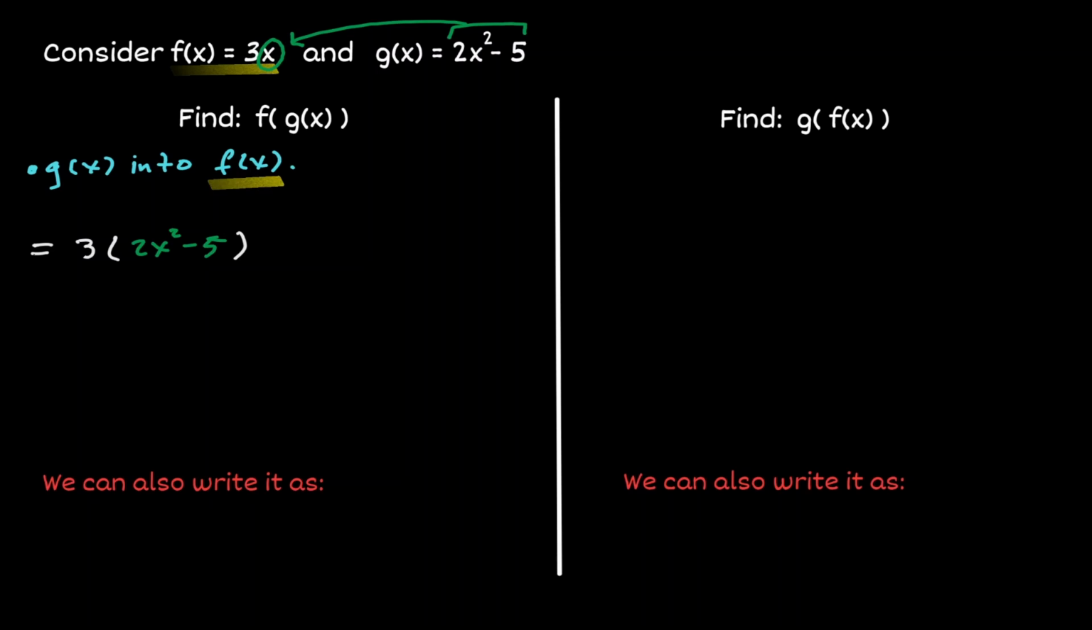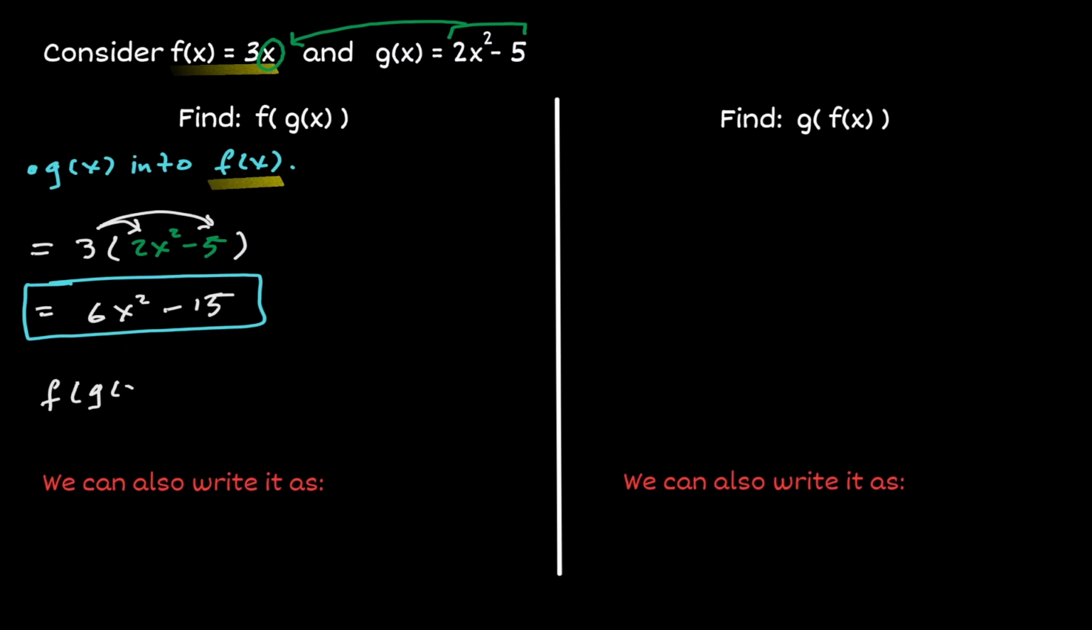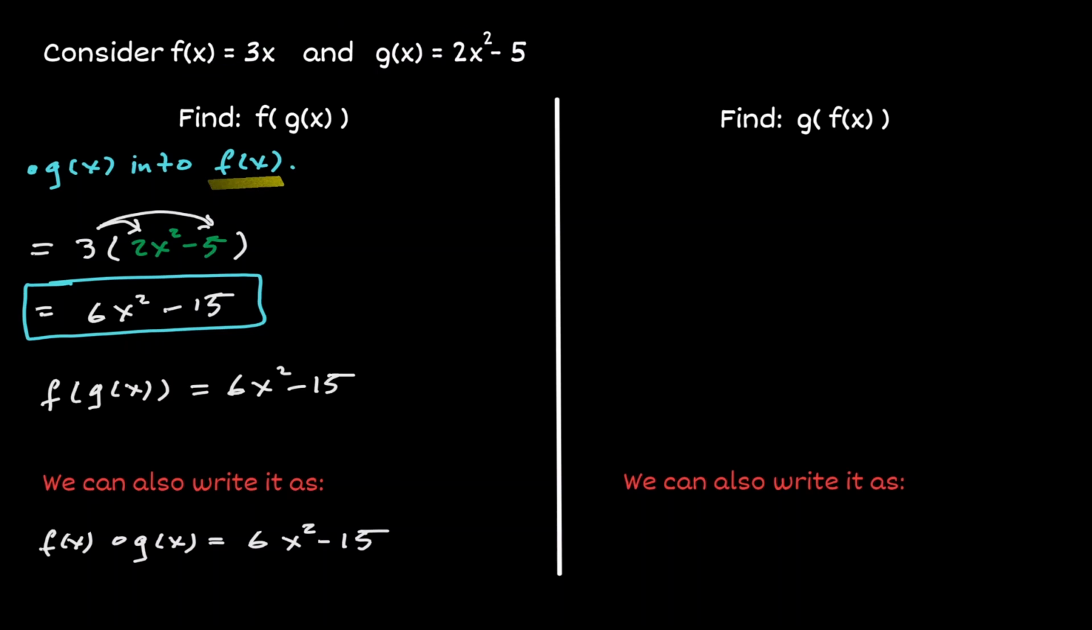And now let's simplify this expression. We can distribute, and now that becomes 6x squared. And we can distribute, and now that becomes negative 15. So we are done. Now we can say that f parenthesis g of x is equivalent to 6x squared minus 15. But we could have also written this using the other notation. We could have also said that g of x composed into f of x is equal to 6x squared minus 15.